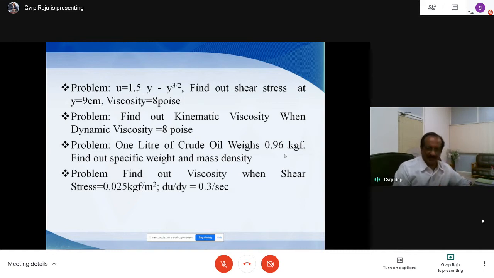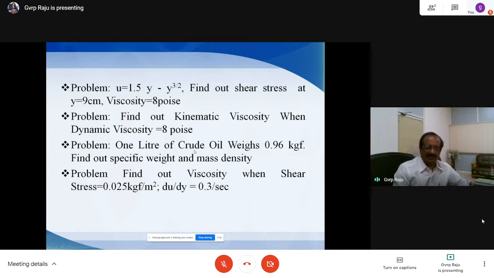So the specific weight is weight by volume. Weight is equal to 0.96 and volume is equal to 1000 into 10 power minus 6. So the specific weight is 960 kg force per meter cube.